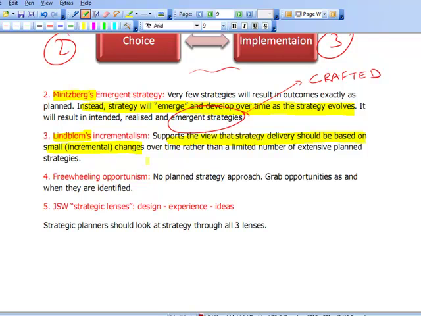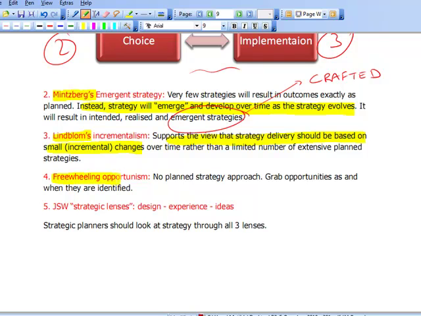So we've got the rational model, the emergent strategy, and incrementalism. These are all just different strategic ideas. It is not saying one is better than the other, it is just different methods.